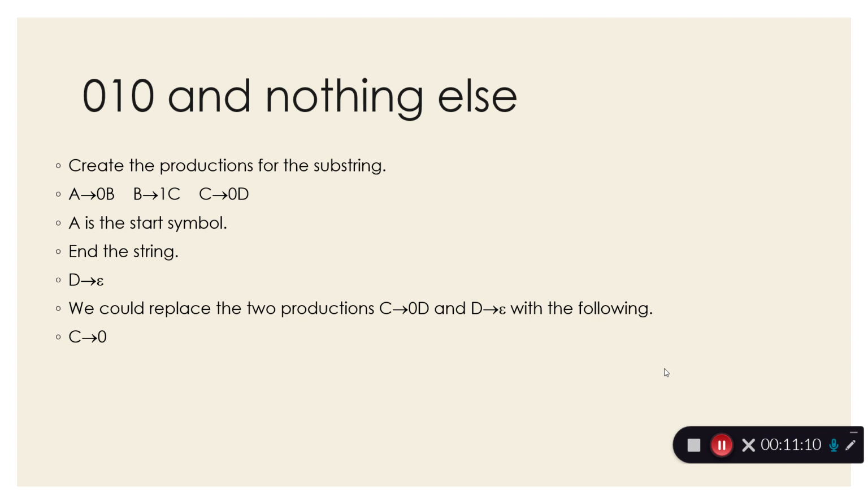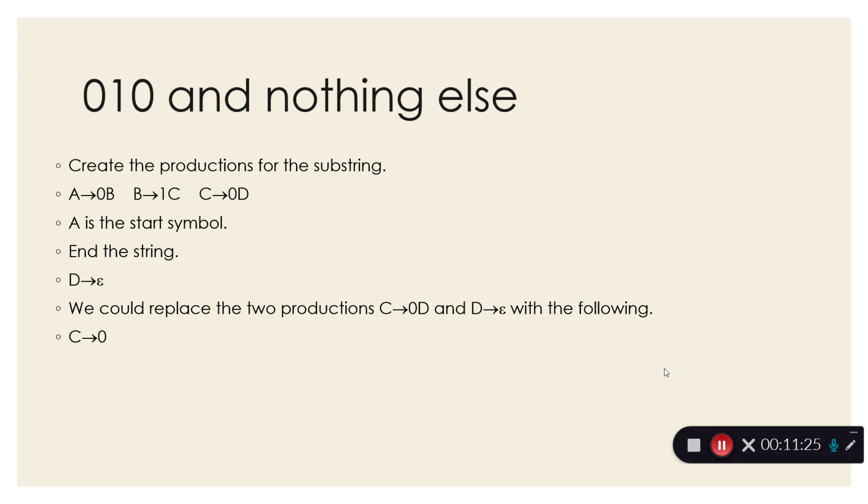I create the productions for the substring. A goes to 0B, B goes to 1C, C goes to 0D. A is the start symbol. I end the string with D goes to epsilon.